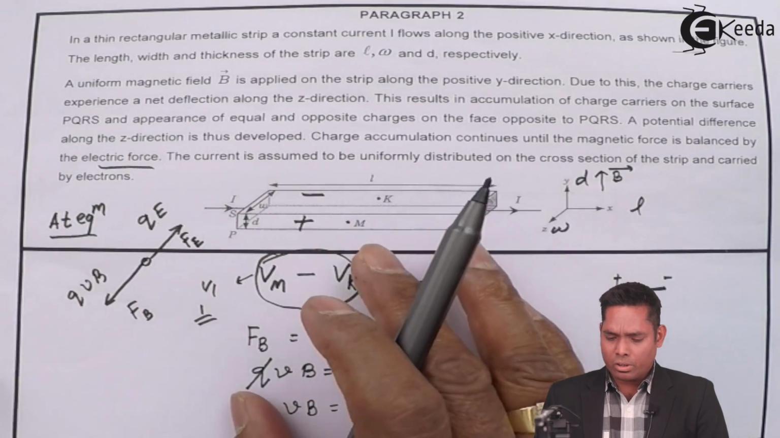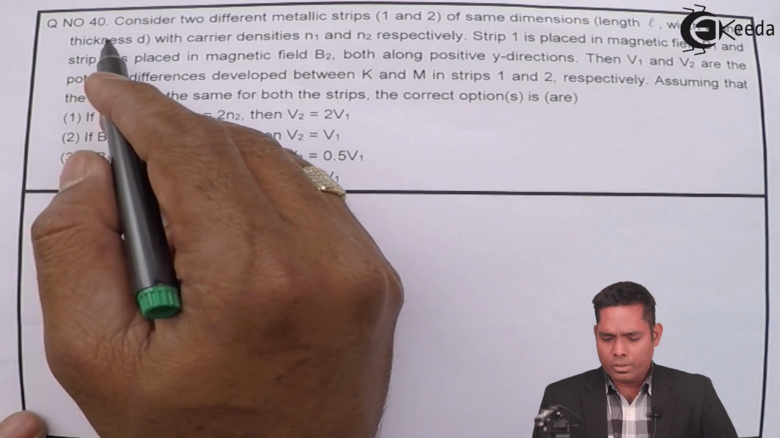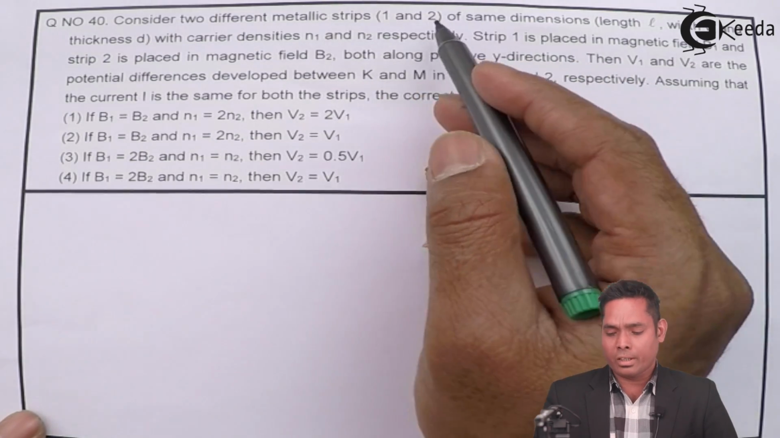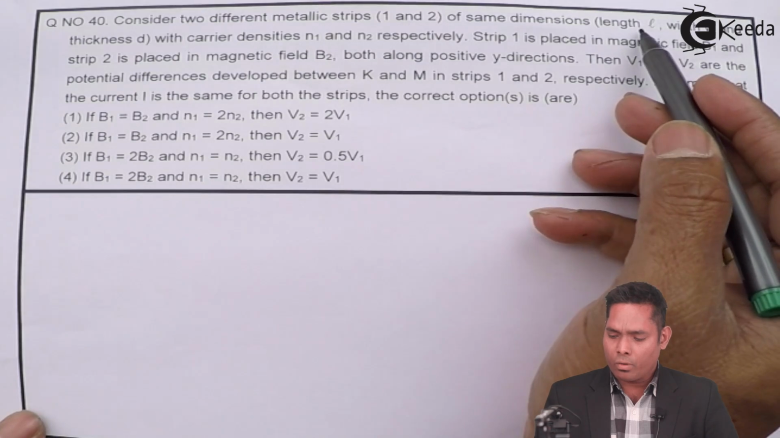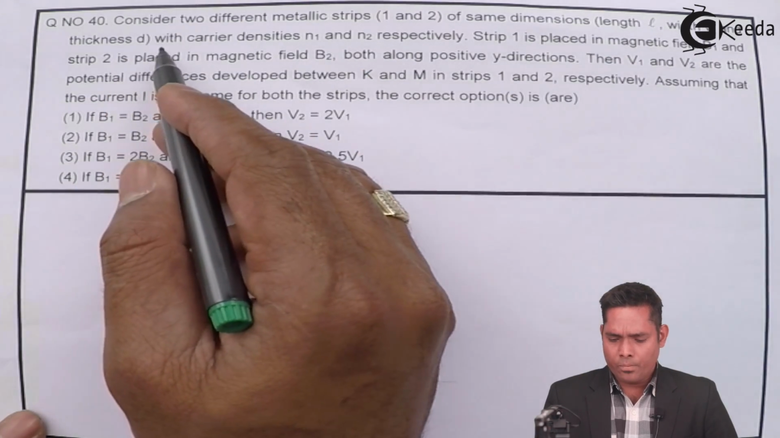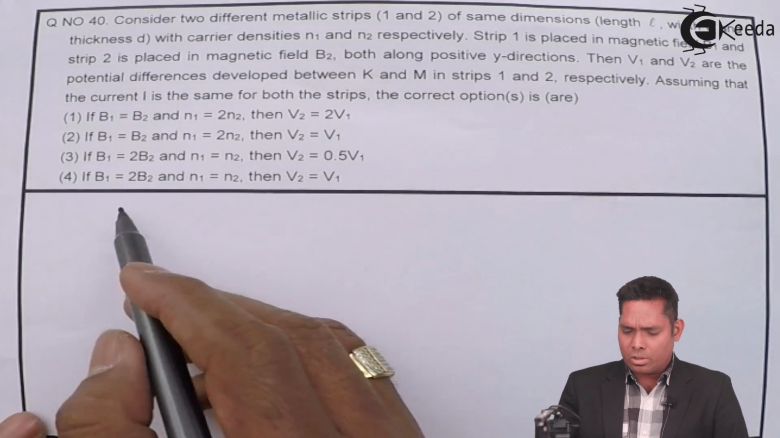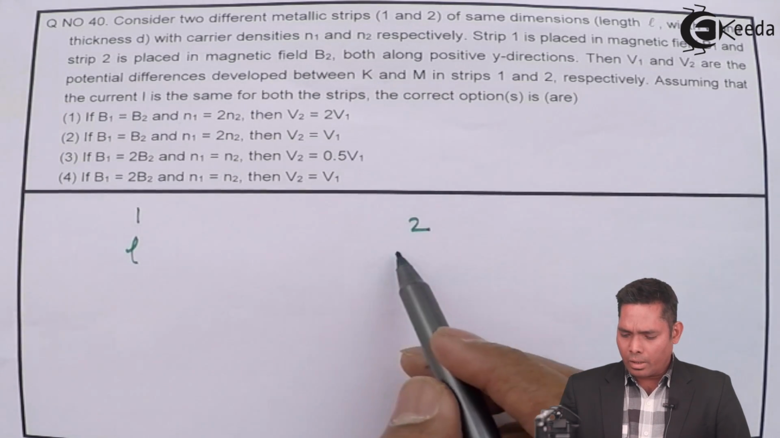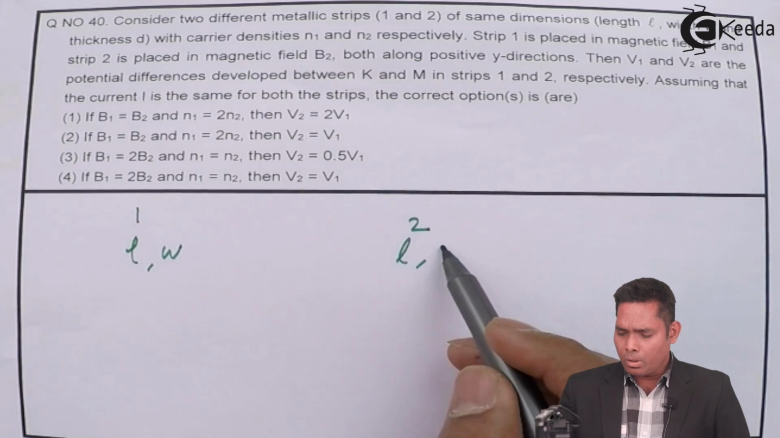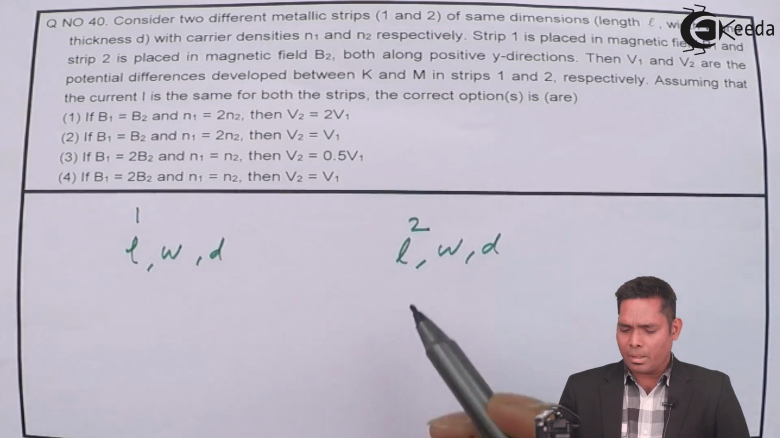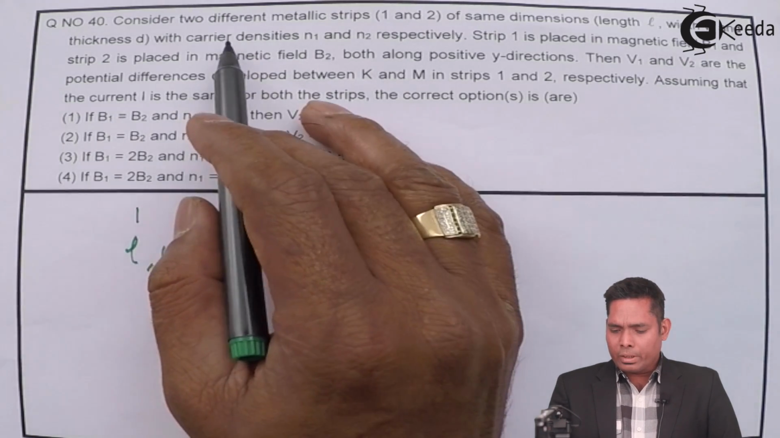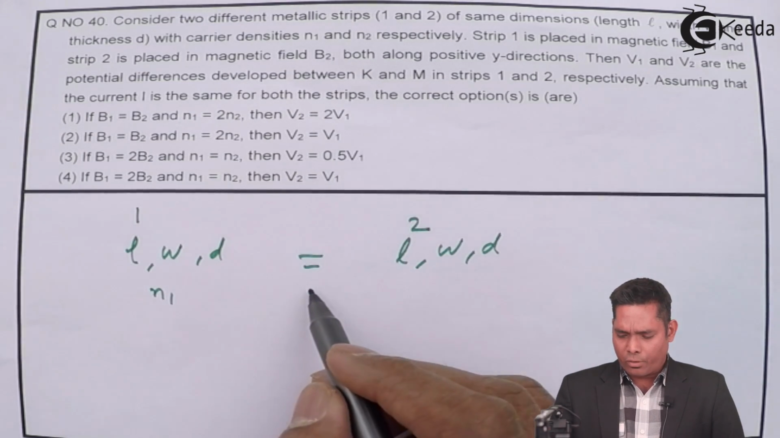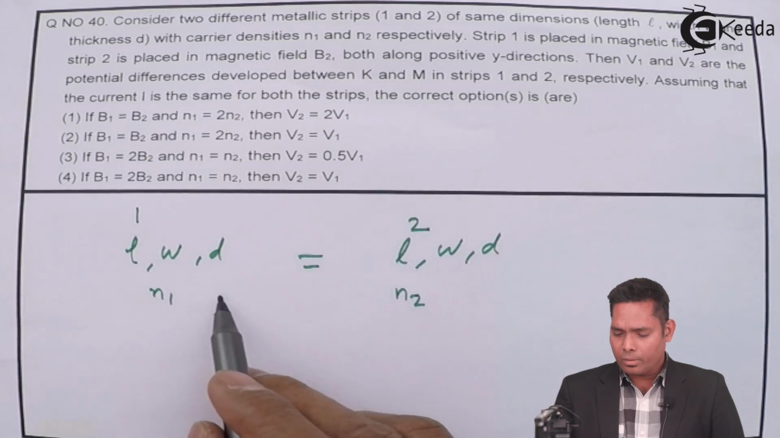Based on this paragraph, consider two metal strips, 1 and 2, of the same dimensions of length L, width W and thickness D. So in both situations the dimensions L, W, D are the same, with carrier densities, that is the number of electrons per unit volume, being different: N1 and N2.